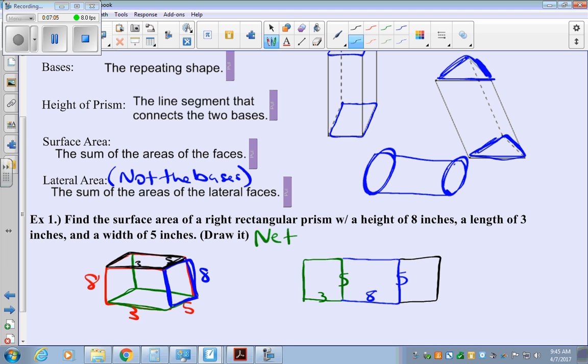So this is the bottom. This is the right side. And this is the top. And it's 3 by 5. So I'm just unfolding this crazy guy. Unfolding him.